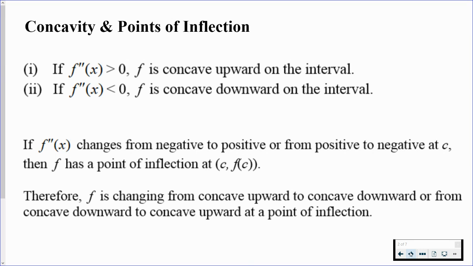If your second derivative is greater than 0, or positive, then the original function is concave up on that interval. If the second derivative is less than 0, or negative, then the original function is concave down on that interval. If the second derivative is changing signs, either way, doesn't matter which way, negative to positive or positive to negative, then that is a point of inflection. Okay?